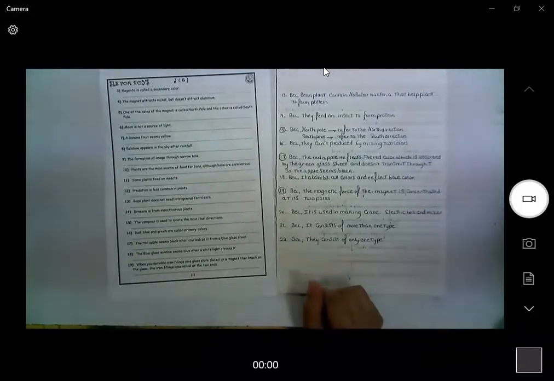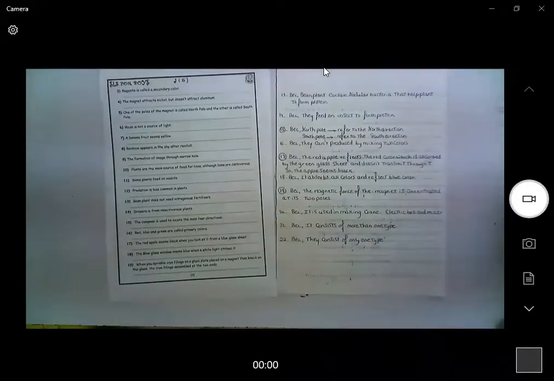Okay. 14. Drosera is an insectivorous plant. Why is Drosera an insectivorous plant? Because they feed on insects to form protein. Okay?